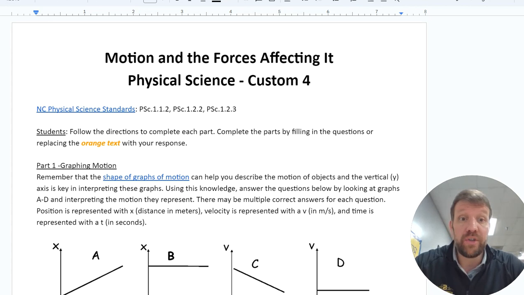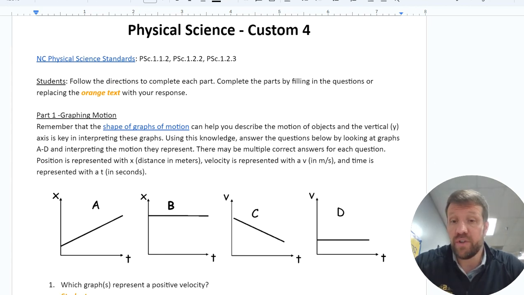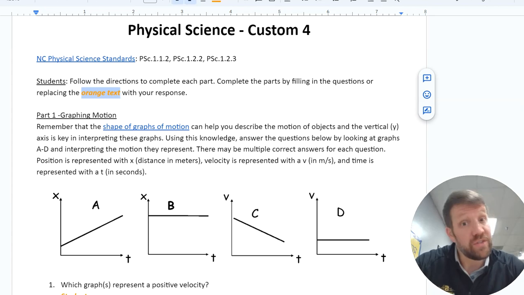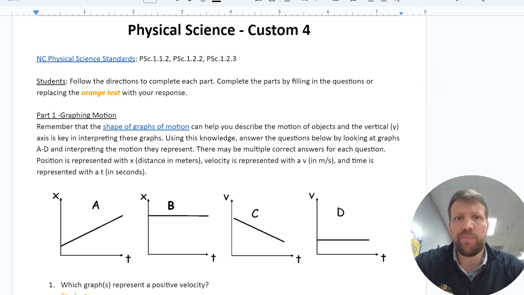You are at a spot where you've started the physics portion of physical science. If you're looking at this one, you can see the standards that are covered here, and if you're ever curious, you can check that out. And a reminder then, everywhere that there's orange text, that's where you'll be answering some questions. So keep an eye out for that. Hopefully the orange text makes it pretty obvious, and it helps us as we're grading also see where you've put your responses.